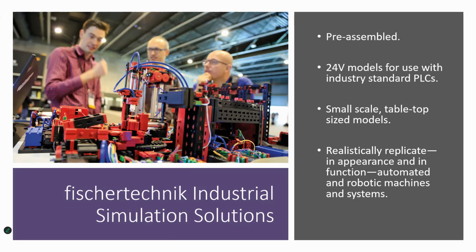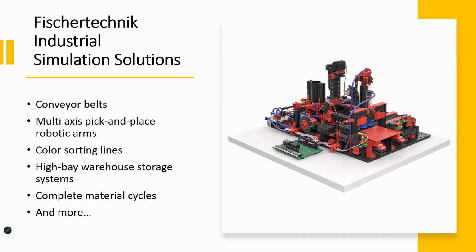Now, getting back to the Fisher Technic simulation solutions, which are going to be the focus of the presentation today, these are something much different. The line consists not of kits, but again, pre-assembled small-scale models that replicate in both appearance and function various automated robotic machines and systems. Some of the things that you will find in the complete line, which we're not going to really look at today, include conveyor belts, punching machines, three-axis pick-and-place robotic arms, color sorting lines, and even high bay warehouse storage systems.